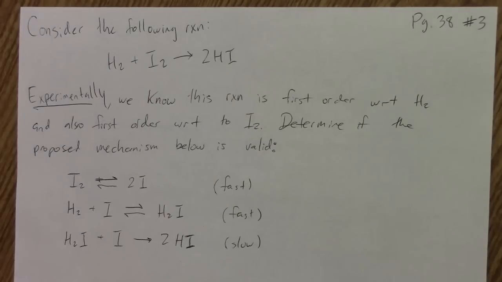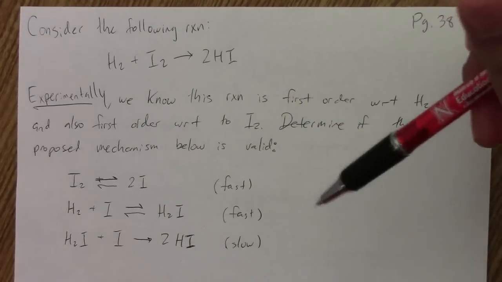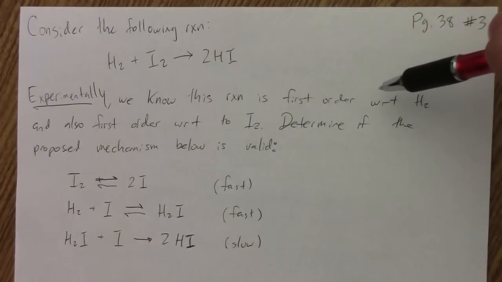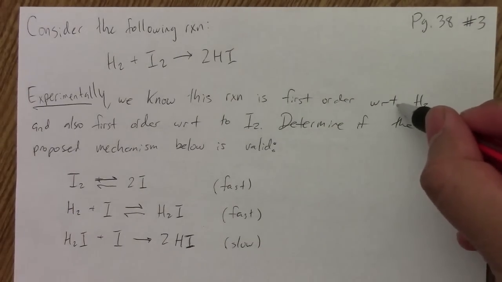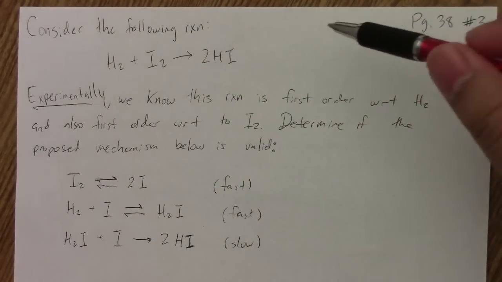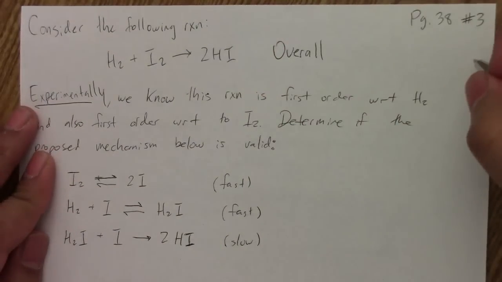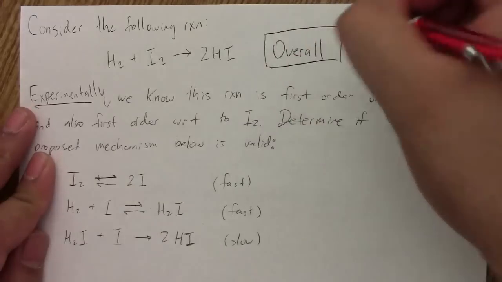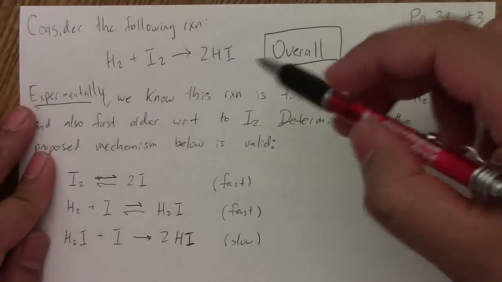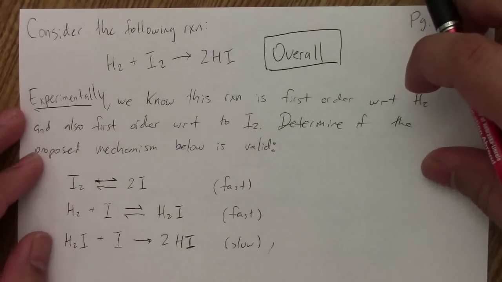We're given a reaction. We have diatomic hydrogen reacting with diatomic iodine to form HI, and we have 2 over here. So experimentally, we're told that the reaction is first order. This WRT means with respect to H2, and also first order with respect to I2. Notice that this here, being our overall reaction, is going to be the thing that we are concerned with, and these mechanisms down here are not as certain.